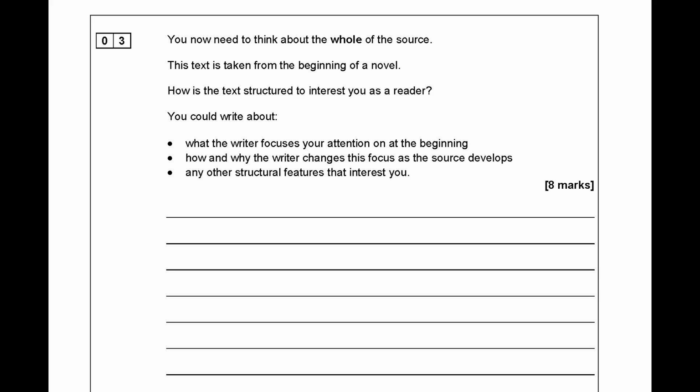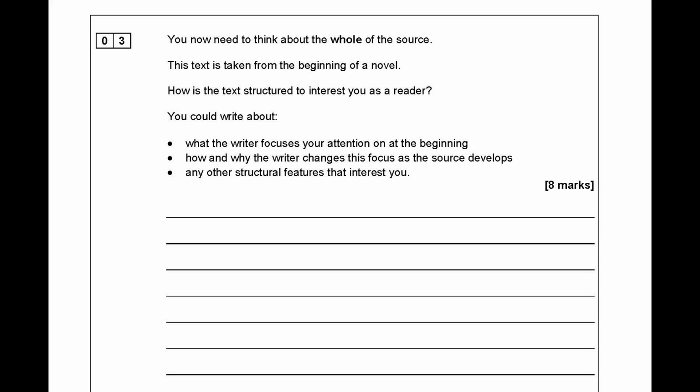The text is taken from the beginning of a novel. How is this text structured to interest you as a reader? So this is our structure question for question 3. It's worth 8 marks, so really around about 10 minutes here. You do get indicators of what you could write about from the example here.